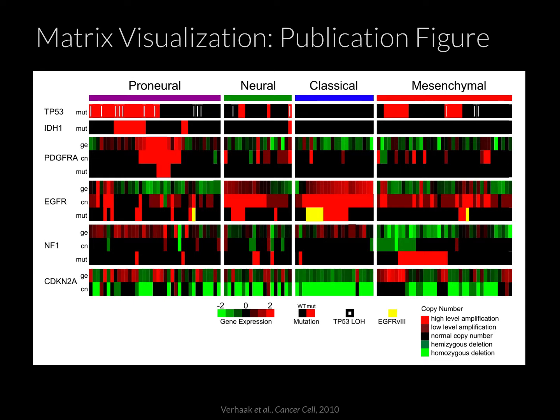So if you have more copies of a gene, you'd expect that you see more expression, unless there's something else that then downregulates the gene even more. By looking at this, we can see some patterns. The classical subtype looks quite different from some of the others, particularly in terms of the EGFR patterns, as well as TP53 and IDH1 mutations. When you look at the proneural subtype, you see almost half of all patients have a TP53 mutation.